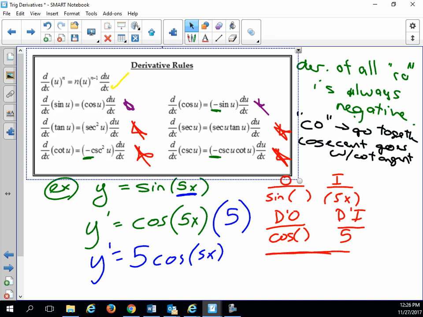You have to memorize this chart. This chart is one that you will have to memorize, so hear me now, you have to memorize this chart. It is not an option.